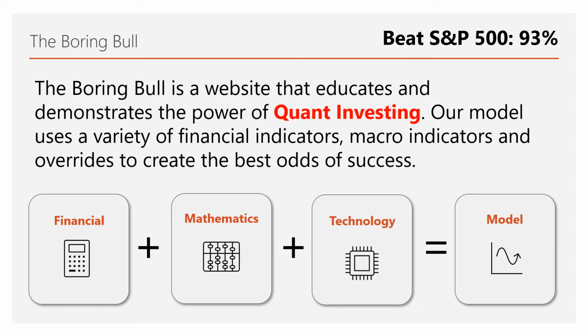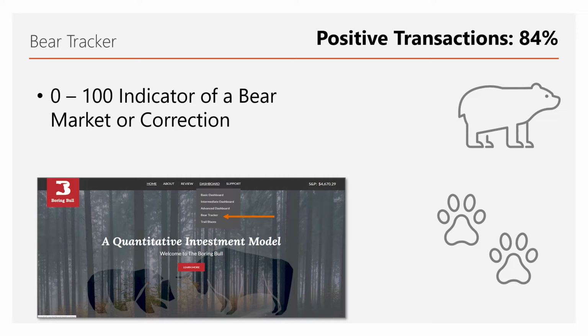And then we add that technology, computing power. By bringing those three areas together, we create a model. And then that model helps us dictate how we can leverage it in the stock market. That's what we do. So I always want to open up with that, just to get level set with what we do. Today we're going to be talking about the Bear Tracker.